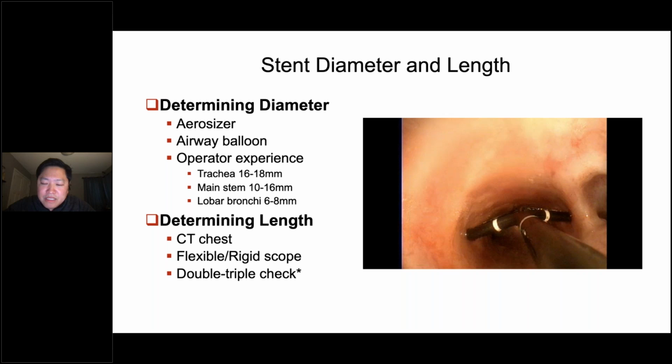The left to right main stem, 10 to 16 millimeter. Typically I go 12. I like the 12 and 14 millimeter diameters. The lobar bronchus, 6 to 8 millimeter. They're a little bit smaller, obviously.